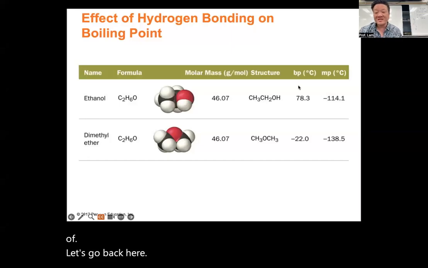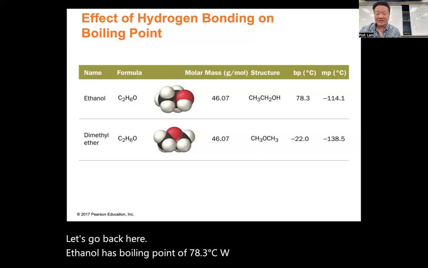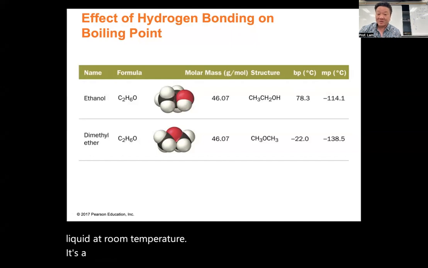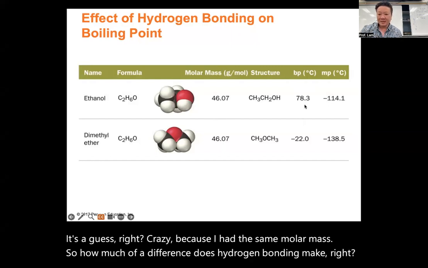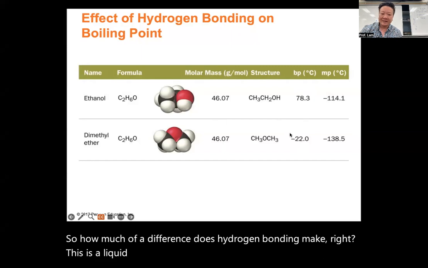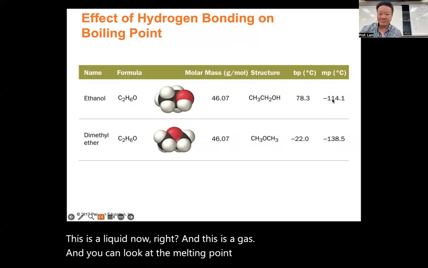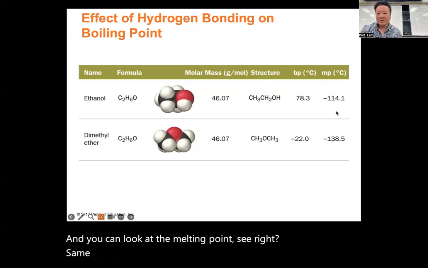Ethanol has a boiling point of 78.3 degrees Celsius, whereas dimethyl ether is not even a liquid at room temperature. It's a gas, right? Crazy, because they have the same molar mass. So how much of a difference does hydrogen bonding make, right? This is a liquid now, and this is a gas. And you can look at the melting point, same trend: way higher melting point for ethanol versus dimethyl ether.